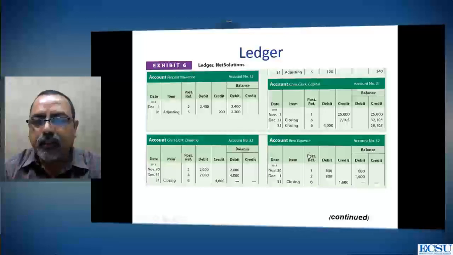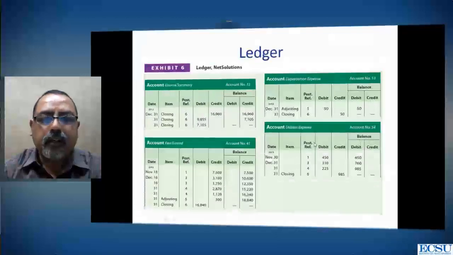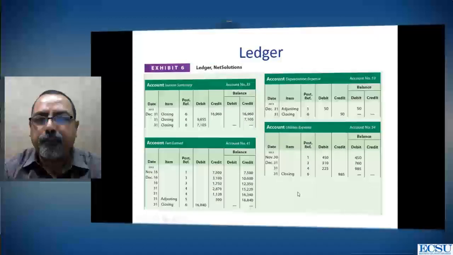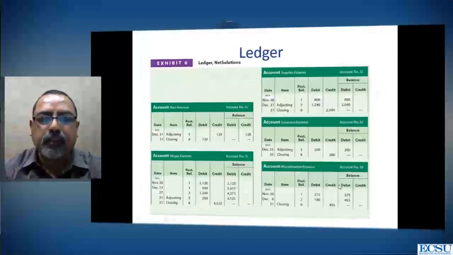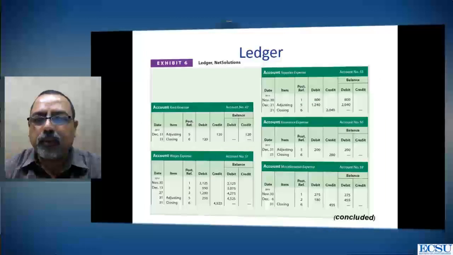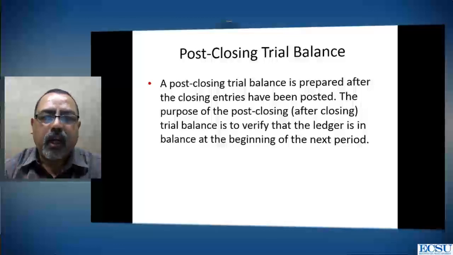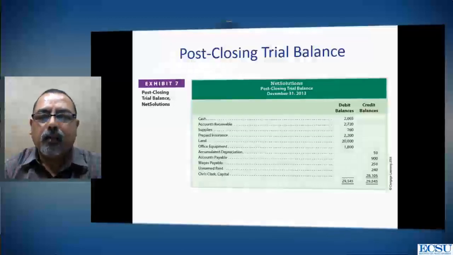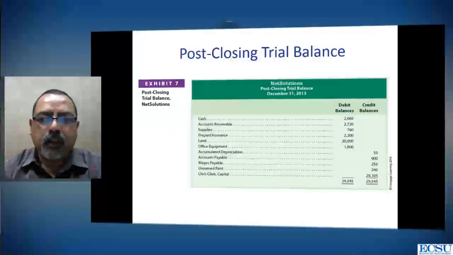Rent expense is a temporary account. We have closed it and zeroed out. So similarly, other income summary has been closed out with the zero: fees earned, depreciation expense, utilities expense, rent revenue, wages expense, supply expense, insurance expense, and miscellaneous expense have all been zeroed out. Once we do the closing entries, we'll be preparing a post-closing trial balance to verify that the ledger balances at the beginning of the next period are tallied. So that is how we'll be preparing a post-closing trial balance.